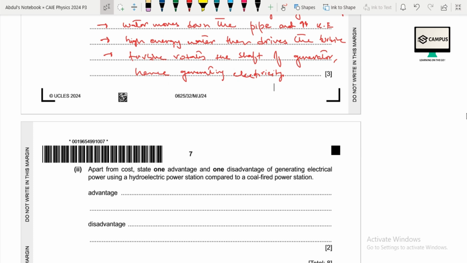Apart from cost, state one advantage and one disadvantage of generating electrical power using a hydroelectric power station compared to a coal-fired power station. There can be numerous advantages and disadvantages. We're going to stick to one. One of the main advantages, or the most significant one, is that there are no carbon footprints. There is no carbon emission with the hydroelectric power plant.